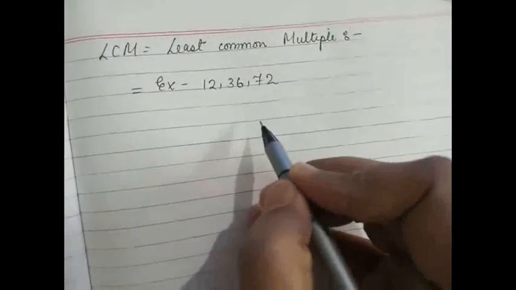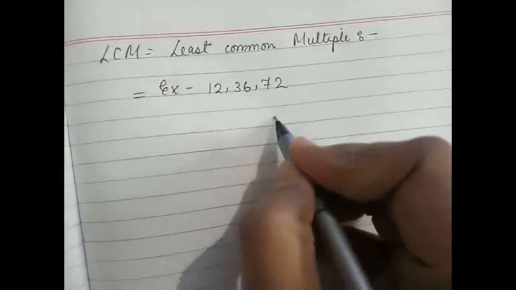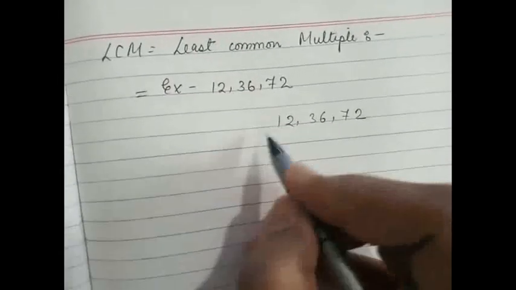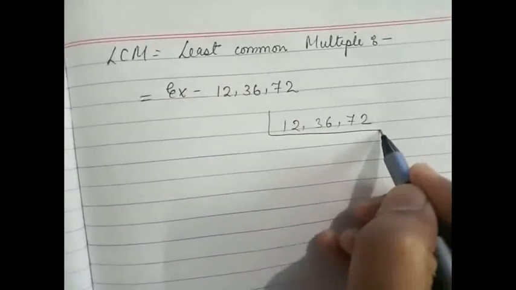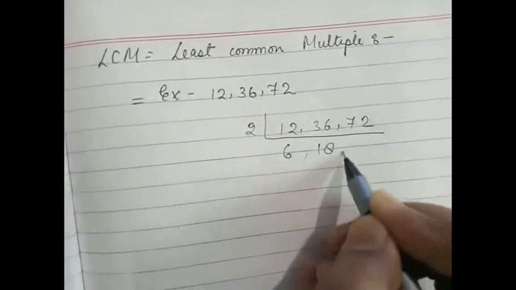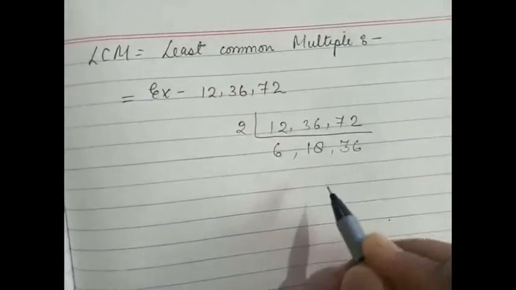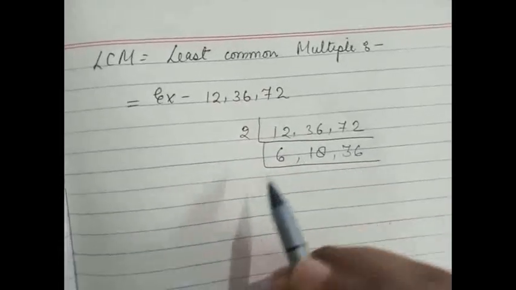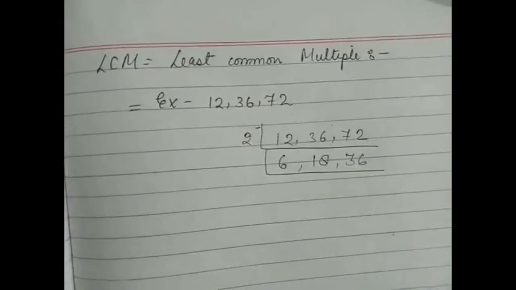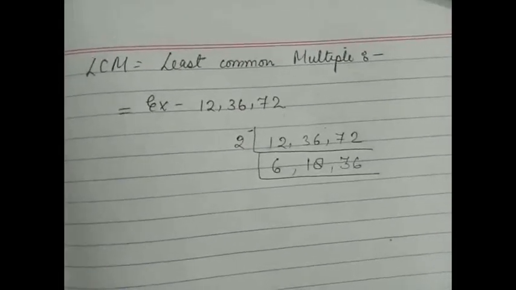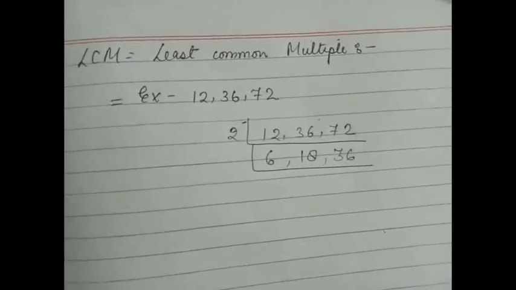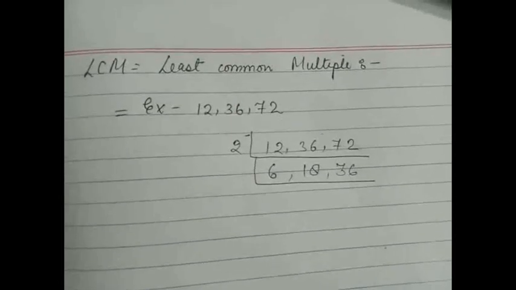You can see here 12, 36, 72, the same example we have taken. In this condition, we will do the factorization of all the numbers simultaneously. With 2 it will go 6 times, it will go 18 times, and it will go 36 times. Now this is the method of LCM. You can do it separately and then write the factors together, but this will be the best form to write the LCM.